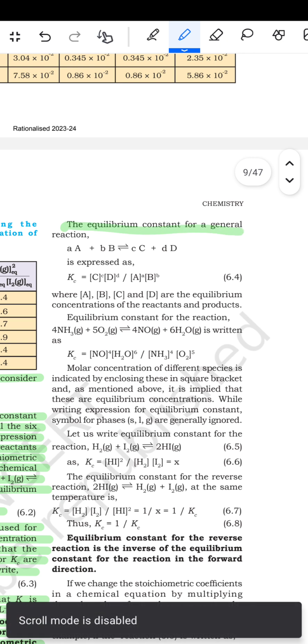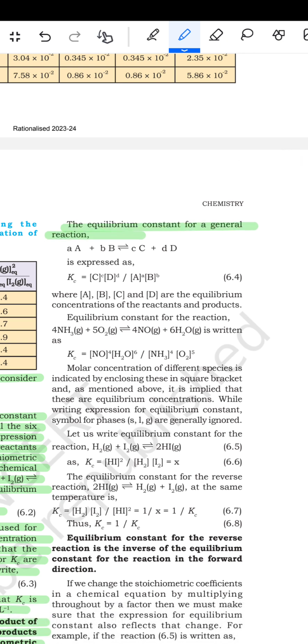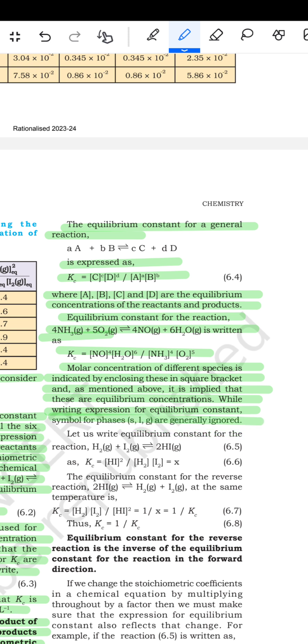Next, the equilibrium constant for a general reaction aA + bB ⇌ cC + dD is expressed as Kc = [C]^c [D]^d / [A]^a [B]^b, where [A], [B], [C] and [D] are the equilibrium concentrations of the reactants and the products. The equilibrium constant for the reaction 4NH3 + 5O2 ⇌ 4NO + 6H2O is written as Kc = [NO]^4 [H2O]^6 / [NH3]^4 [O2]^5. Molar concentrations of the different species are indicated by enclosing them in square brackets, and as mentioned above, it is implied that these are equilibrium concentrations. While writing the expression for the equilibrium constant, the symbols for the phases (s, l and g) are generally ignored.